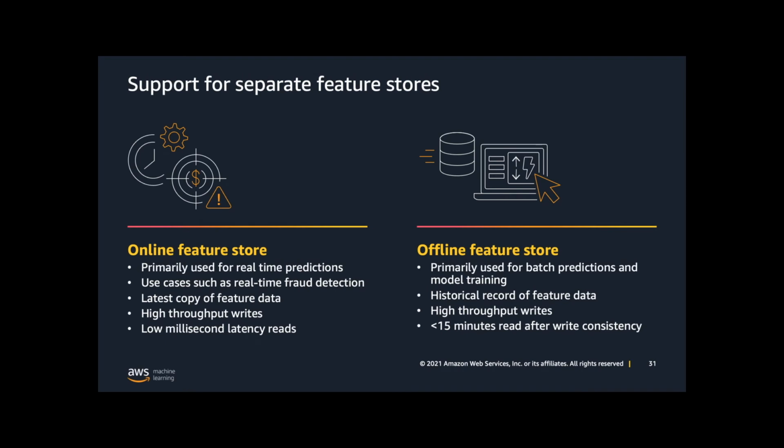So the online feature store is primarily used for real-time predictions, and when you have batch predictions, you can use the offline feature store. The difference is that on the left side, with the online feature store, you've got to have a low millisecond latency read, whereas with the offline feature store, you're going to have less than 15 minutes read after write consistency. So that's one of the major differences, right?